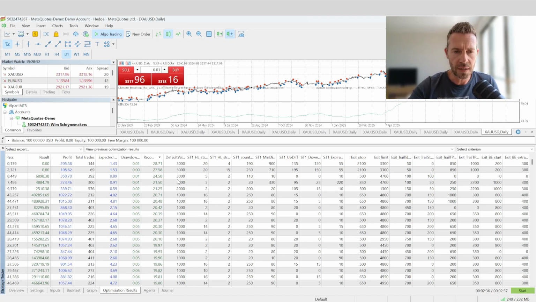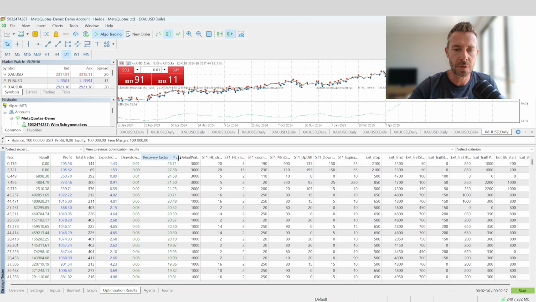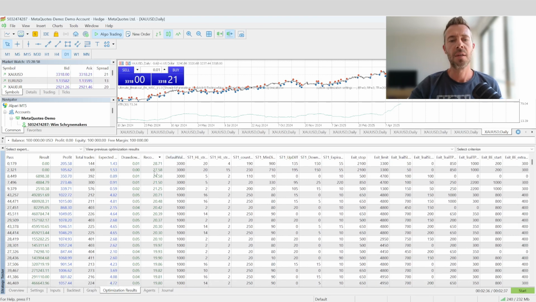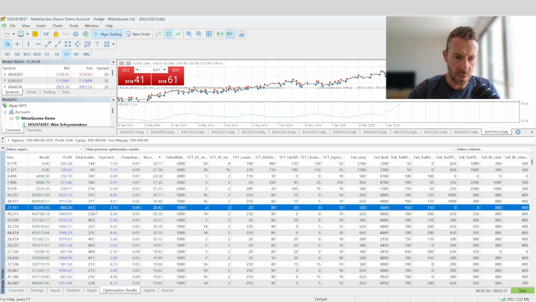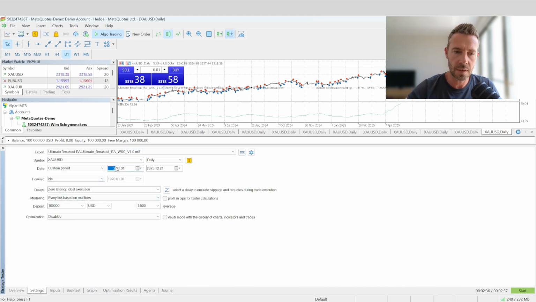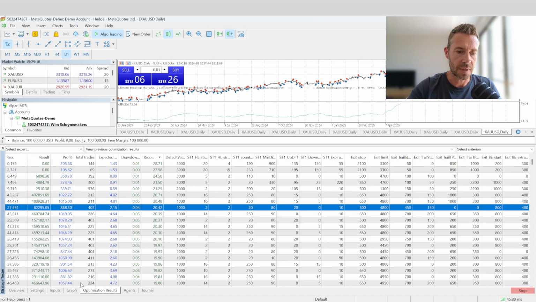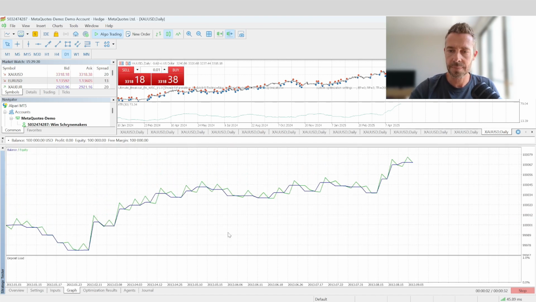I already did a ranking based on the recovery factor for you. So that is my first criteria that I will use to select some strategies. Let's first of all just select one that looks good, like this one. It has enough trades, 400, nice profit, good recovery factor. So let's simply run 2013 to 2023, which is the in sample period. Let's see what we get with this strategy.